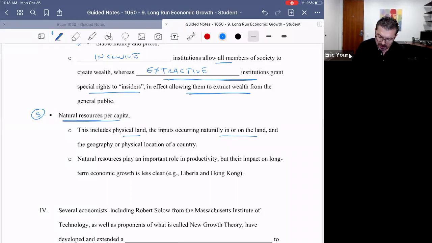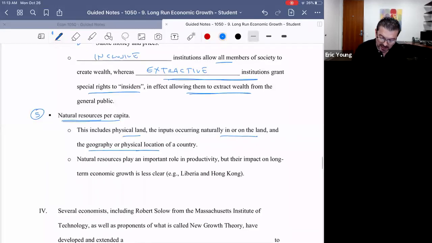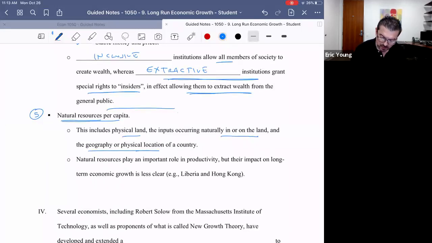Note that resources can also include the geography or even the physical location of a country. Note that most countries can't control this. This is what you're stuck with. This is what your country has or doesn't have. But natural resources are important. This is debated though, because even though all economists agree that resources are important, there's a big debate right now in economics as to whether natural resources, specifically excessive natural resources, are a blessing or a curse.